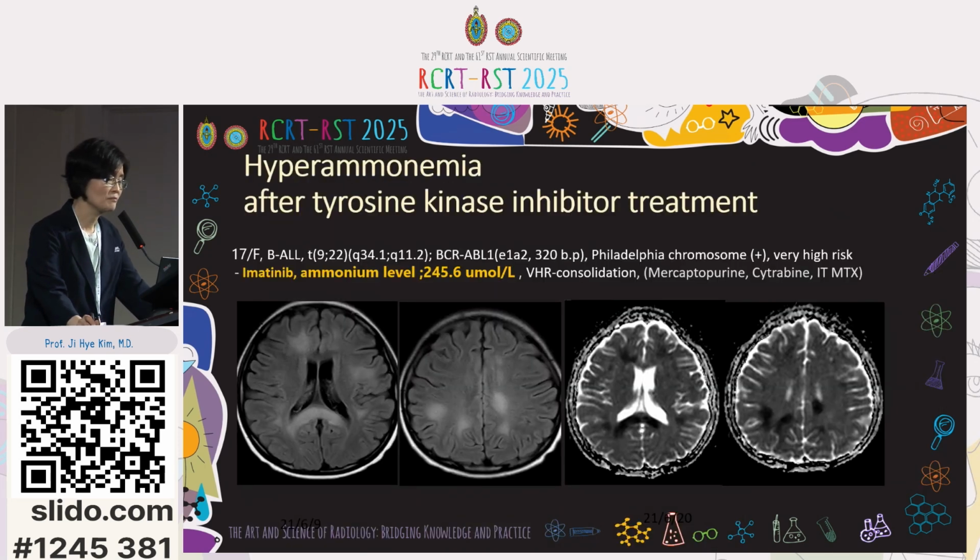In this patient with leukemia with very high risk factors who received the tyrosine kinase inhibitor treatment, there was an increased level of ammonium. So under the impression of hyperammonemic encephalopathy, an MRI was performed, and we can see multiple white matter lesions with diffusion restriction. Could it be hyperammonemic encephalopathy?